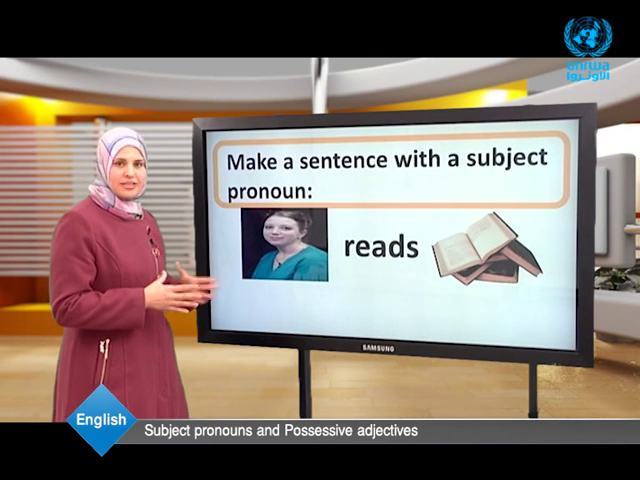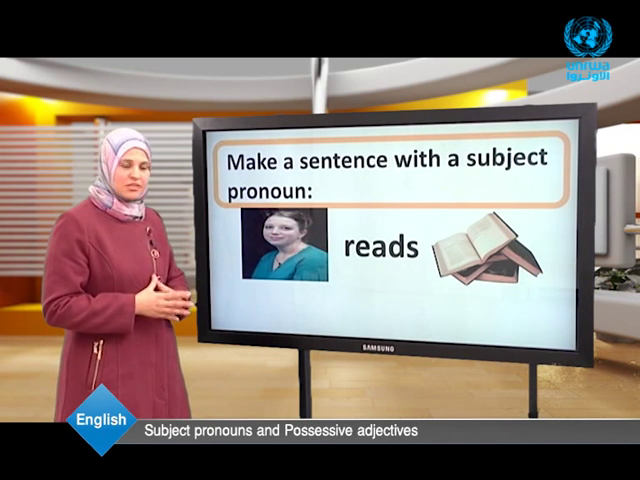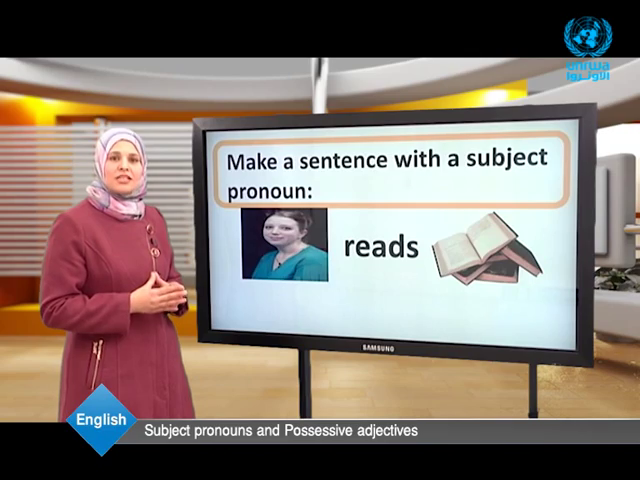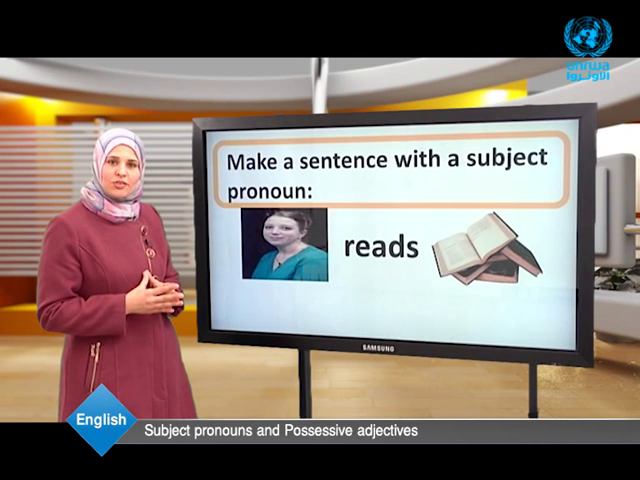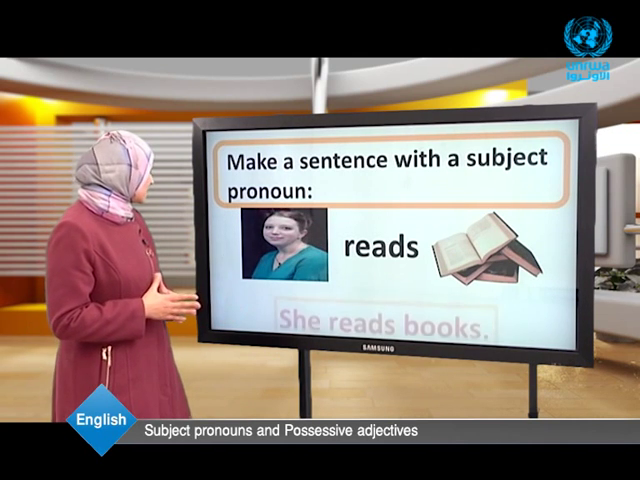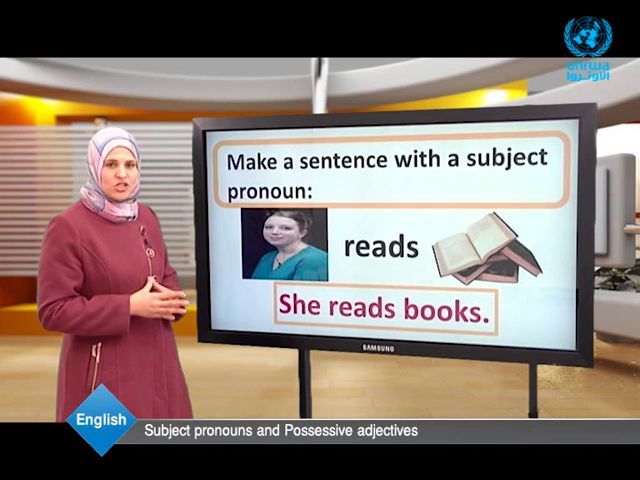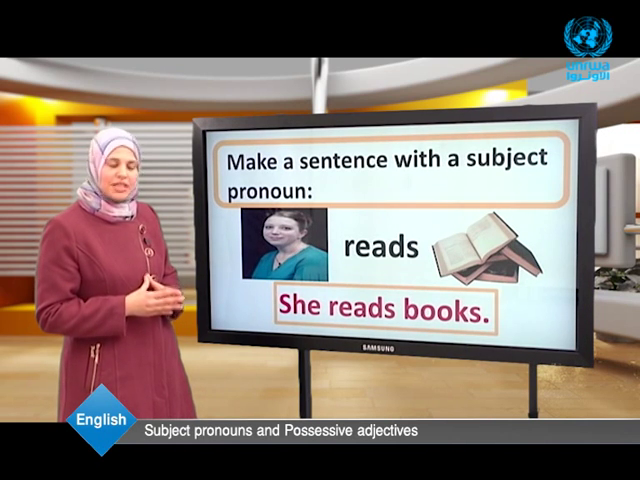Look, a lady. Our verb is reads and the object is books. Can you form a sentence? Try to do it. Use a subject pronoun. Very good. Our sentence is she reads books. Let's have another one.